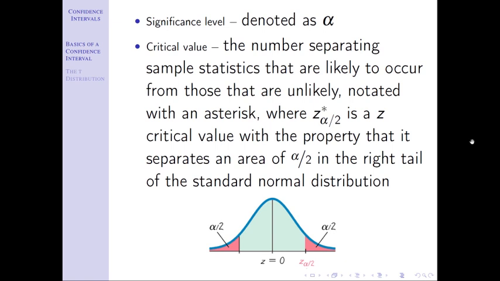If I were to say something that's unusual, something that's unlikely, there are these extreme cases, and I have to consider the extreme cases on both sides. That's why I'm going to cut it in half. I'm basically going to find the cutoff that separates the alpha over 2 in the right tail and then the alpha over 2 in the left tail. Because the Z distribution is symmetric about 0, I only have to find the critical value one time, because this is the positive critical value and this one right here would be the negative critical value.